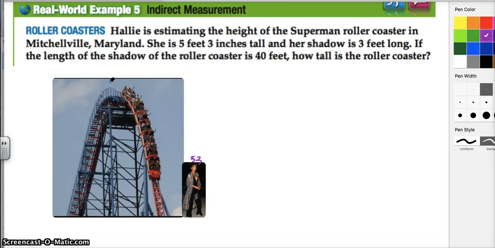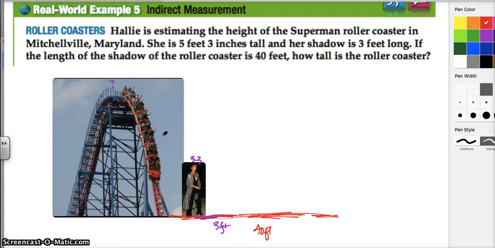And we have no idea how tall the Mitchell, Maryland Superman roller coaster is. However, what Hallie realizes is that, wait a minute, her shadow on this particular day was 3 feet long, right? So that's 3 feet. And she realized that if she measured the shadow of the roller coaster, let's use, I don't know, red for that, the shadow was 40 feet long.